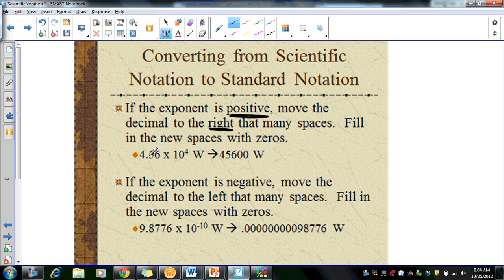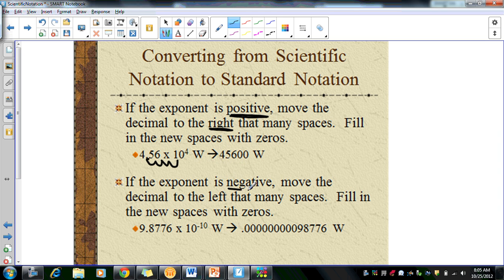So here, our decimal spot is here. We have 4 places we need to move. 1, 2, 3, 4. And so those 2 spots then become zeros. So it's 4, 5, 6, 0, 0.